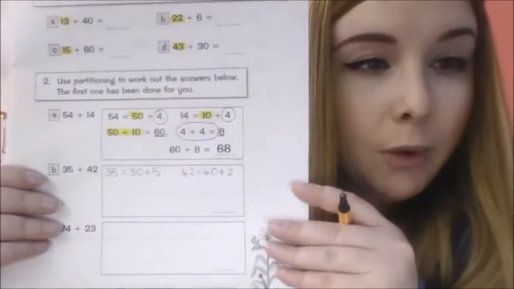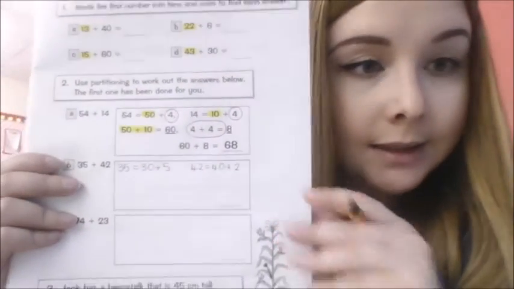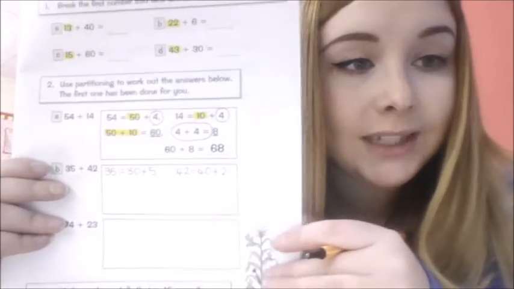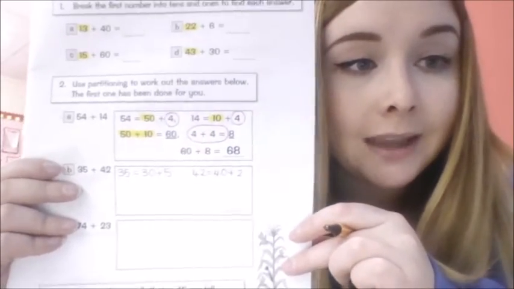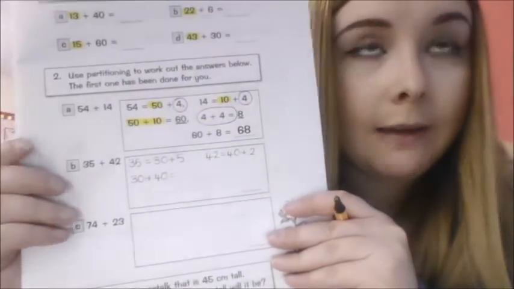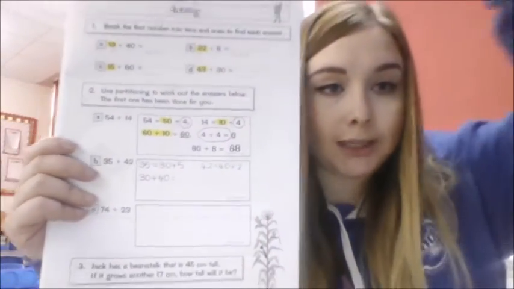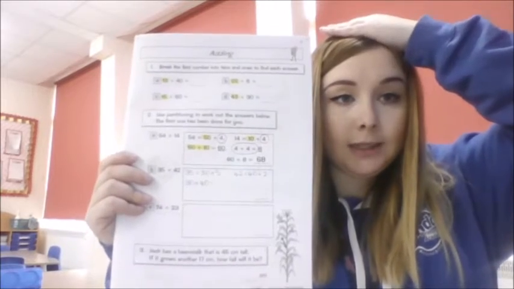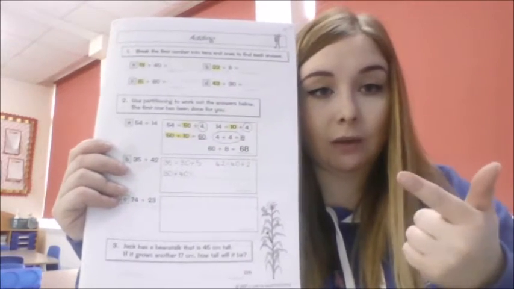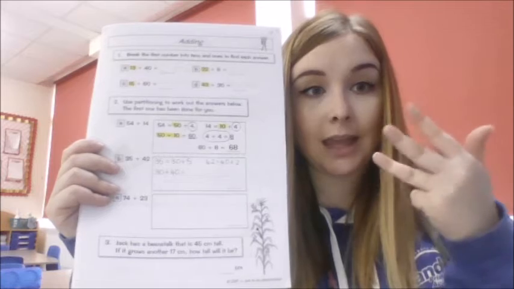Who thinks they can remember what we have to do next? Okay, so we've got to add our tens next. So 30 add 40. Who thinks they can do 30 add 40? So I'm going to put 30 in my head. 30, 40, 50, 60, 70. So that's my first answer.